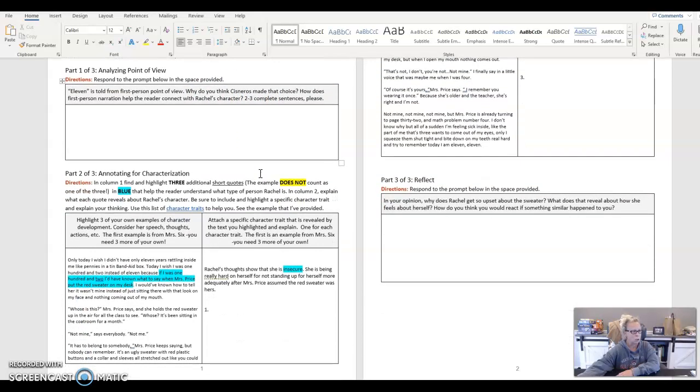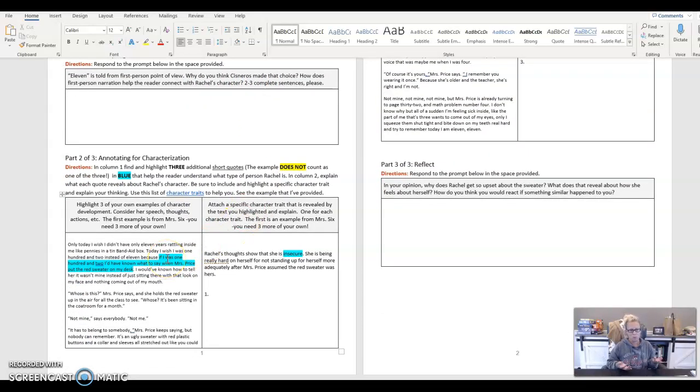So then from there, part 2 is a little bit of annotation, which we've talked about before. What you're going to do is highlight 3 additional short quotes. This first highlighting is me, as your teacher, giving you an example of what I want you to do. This does not count as one of your 3. You as students need to find 3 additional things and examples that you can put into the document. So basically, you are going to find out what type of person Rachel is.